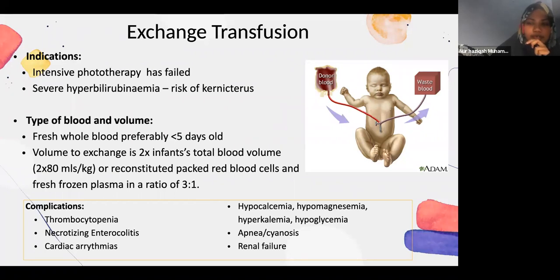This also needs to be further monitored for any complications such as thrombocytopenia, necrotizing enterocolitis, arrhythmia, any electrolyte imbalance, apnea, or renal failure. Next.